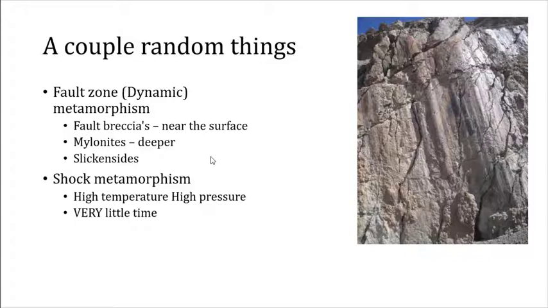If the fault's a little bit deeper, you might actually get some partial melting, and that'll make a rock called a mylonite. At the surface, where rock grinds, a lot of times you'll get these grooves in the rock from the fault, and those are called slickensides. They are very uncommon, but they do exist.